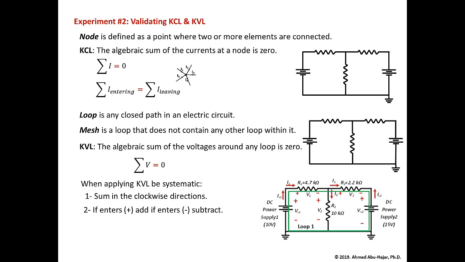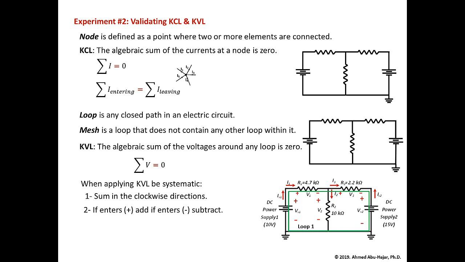Due to the calibration of the devices, the calibration of the DMMs. So when you add up those voltages, in theory it should be 0, but it's going to be very close to 0. So the error is so small, and because of that you were able to validate KVL.